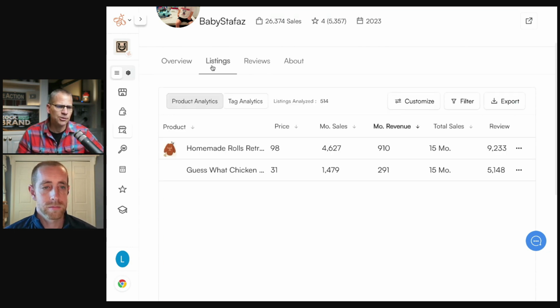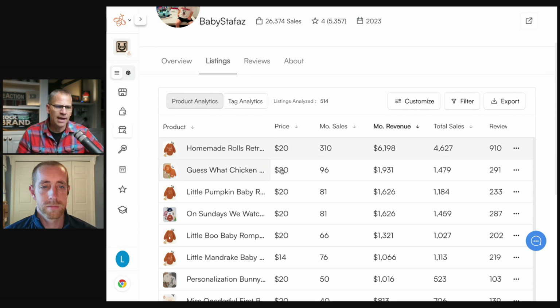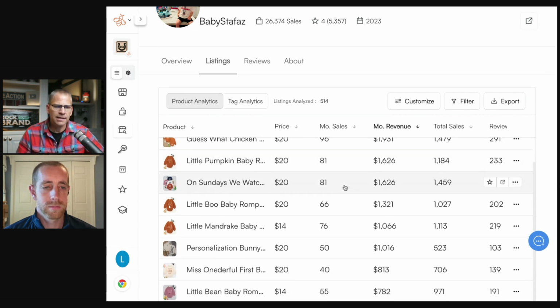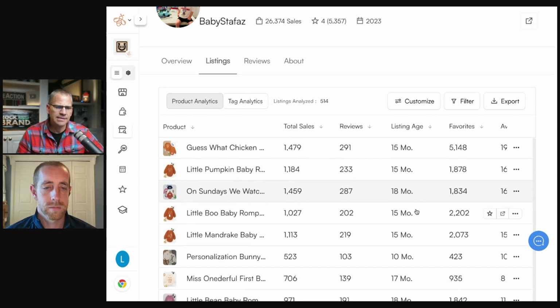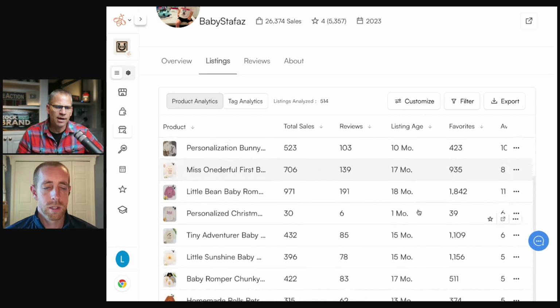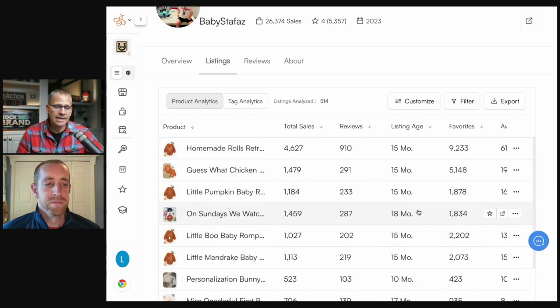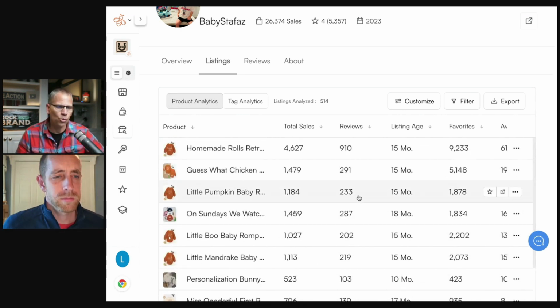Now let's look at their listings real quick. Okay. And then once again, we can sort by different things if we want to. Let's go. And I'm curious, listing age, 15 months, 15 months, 18 months, 10 months, right? So these are all, again, within 18 months because the shop is only 18 months old.